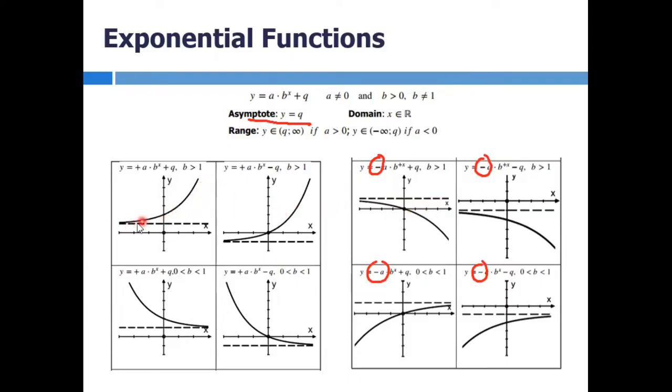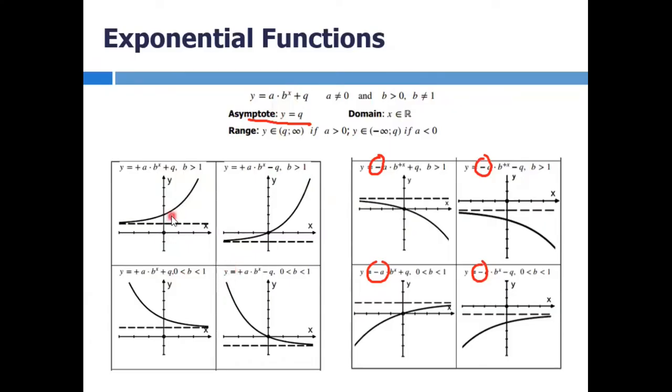So if it was an increasing graph originally, which happens when you've got a value bigger than 1 in your base. Remember, this is an exponential. It means the x is in the exponent. So the base is the thing underneath the exponent, that big number sort of underneath the exponent. If that's bigger than 1, you get an increasing graph. But the minute you put a negative in front of it, do you see it flips over and becomes decreasing? It reflects over.